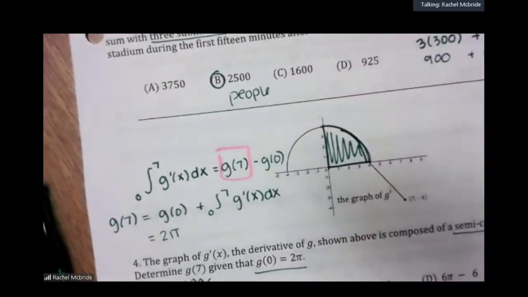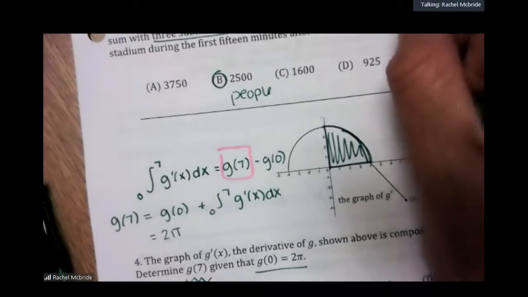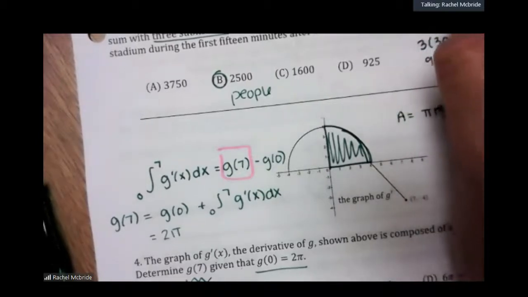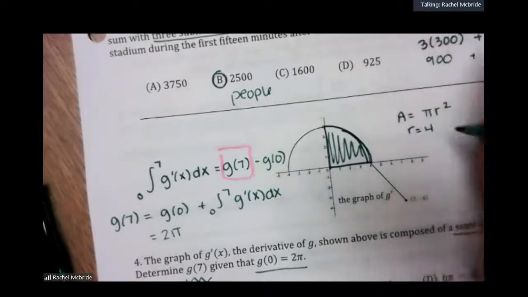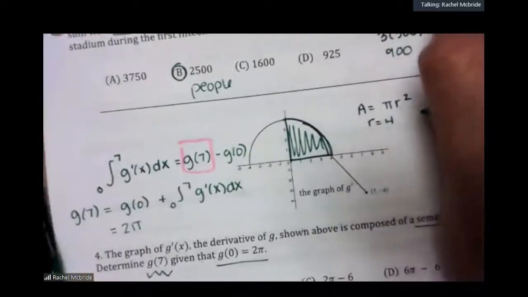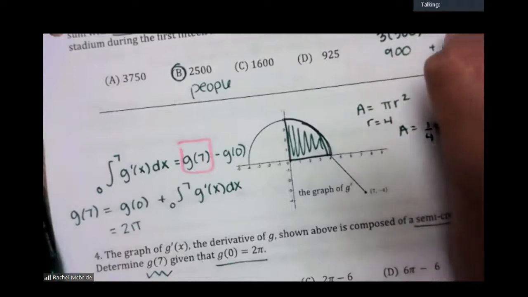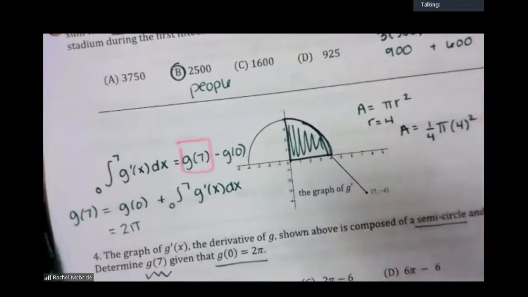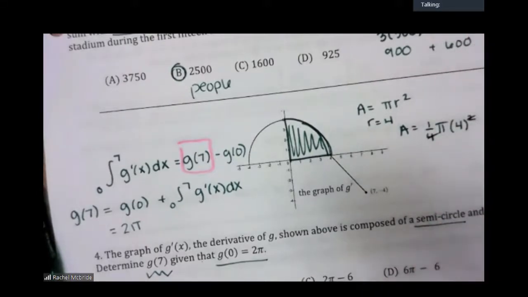Zero to 4 is going to be a quarter of a circle of radius 4. So area of a circle is pi r squared. The radius of this circle is 4, and we are only looking at a fourth of it. So the area would be 1/4 pi 4 squared. One of your 4's would cancel, and we would get 4 pi.